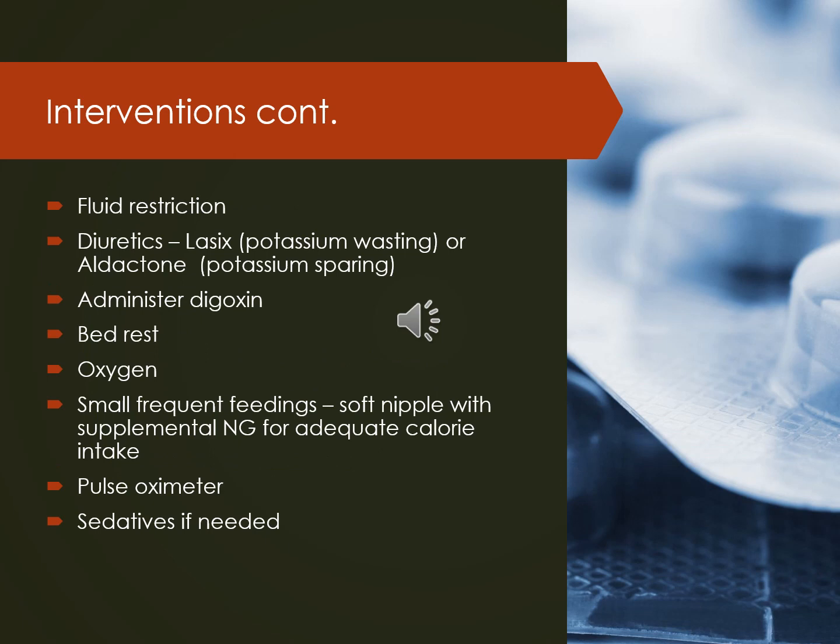More interventions are going to be fluid restriction, diuretics like your Lasix, and remember those are potassium wasting, so we're looking at those potassium levels, or Aldactone, which is potassium sparing, so again, looking at those potassium levels, and then administering digoxin, bed rest, oxygen, small frequent feedings, so you can use a soft nipple with supplemental NG for adequate calorie intake. They're going to have a pulse ox measuring their oxygen levels, and they may even need sedatives.